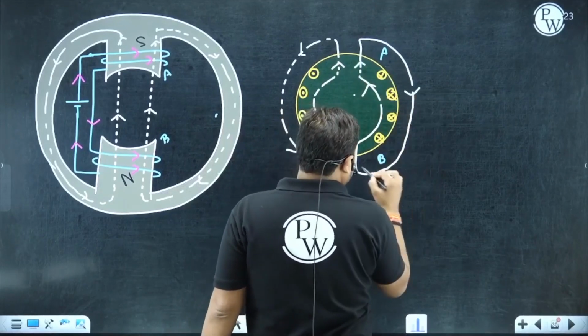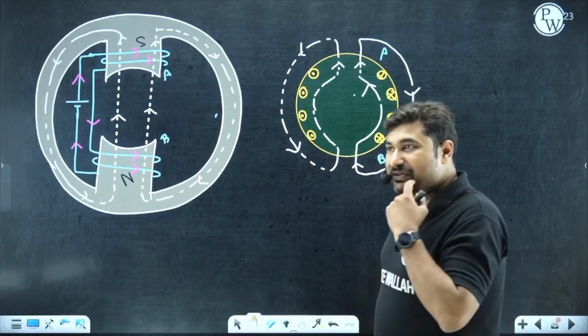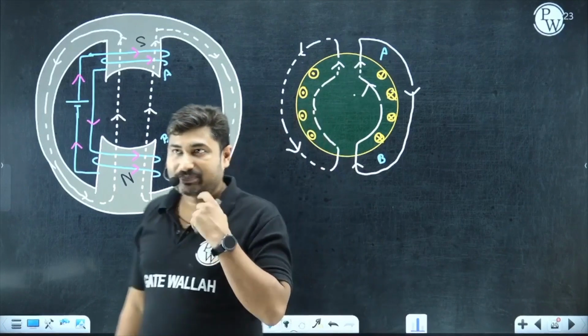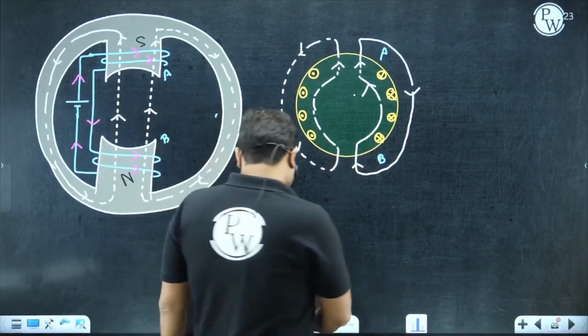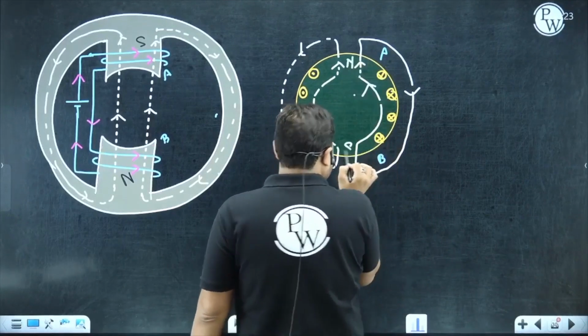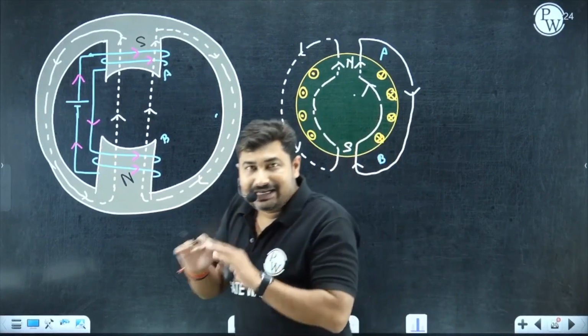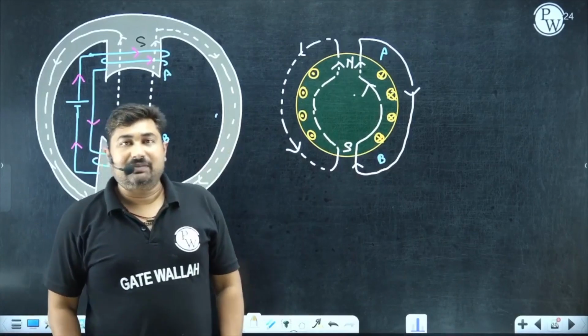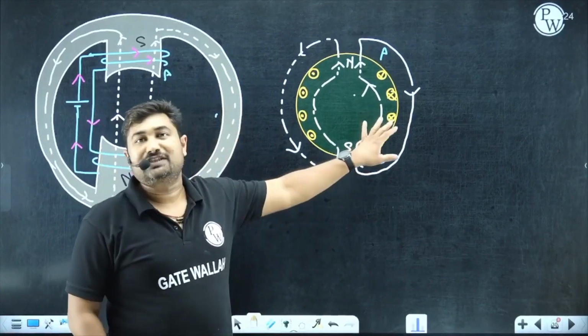So which one is north and which one is south? Sir, here magnetic line of forces are coming out from here. So this is north and this is south. Is there any issue with this? Please let me know. This is what we call rotor of a synchronous machine.